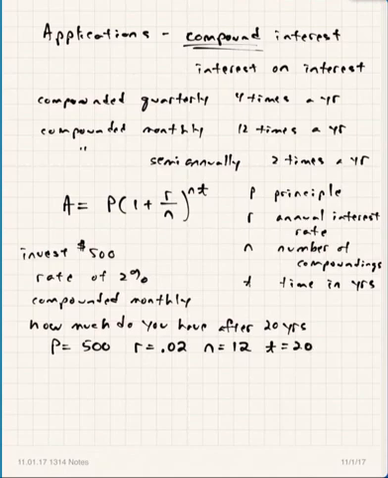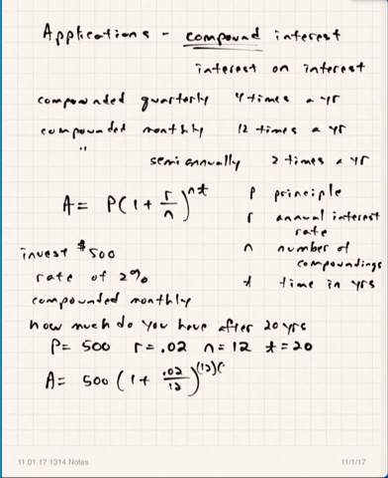And so you're literally substituting this information, and A, by the way, is the amount you have after those T years. So this would be A equals 500 times (1 plus 0.02 divided by 12) raised to the 12 times 20 power, like that. And this would definitely, obviously, be a calculator question. You could enter that whole thing on your calculator just as it appears if you wanted to.